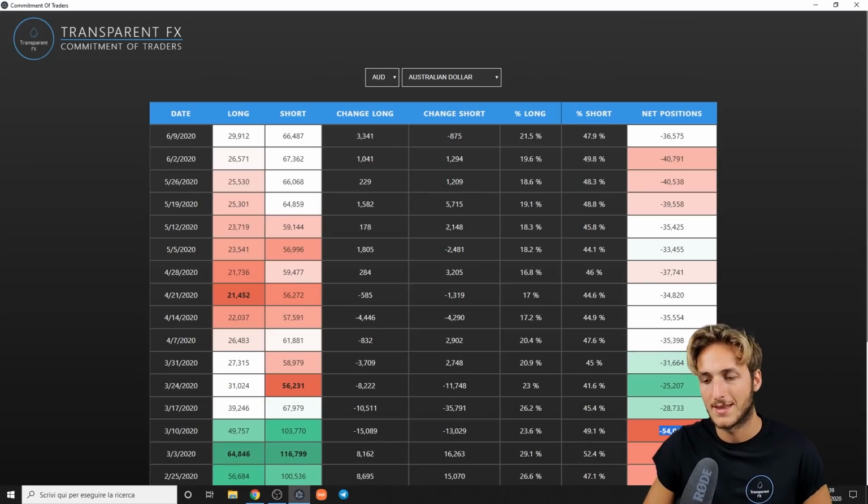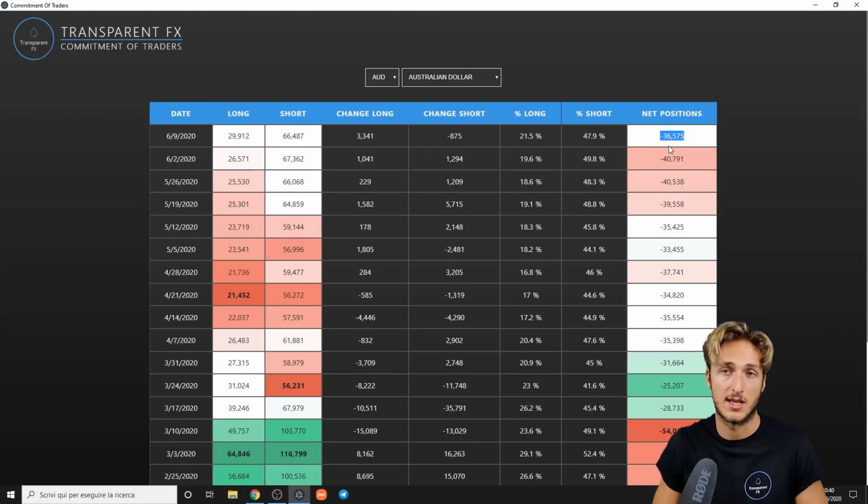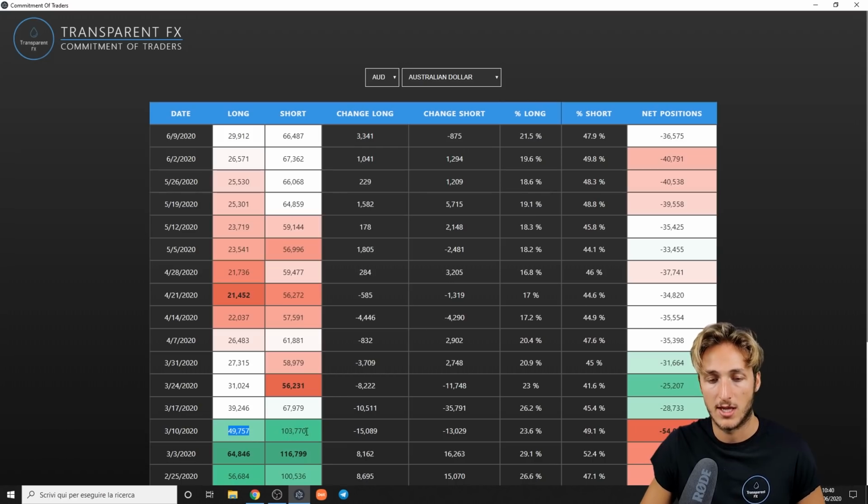Now, if we go and see, we were at minus 54k net positions here, so the lowest level that we had, and now we're sitting at minus 36k. So net positions have increased, meaning basically the disparity between the longs and shorts has actually decreased. In fact, here we had way more shorts than longs, with 103k shorts and 49k longs, and now we're sitting at 66k shorts and 29k longs. So obviously the difference between the longs and shorts has decreased, and the exposure at the moment is 47.9% on the short side and 21.5% long.